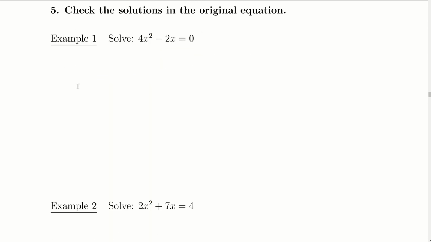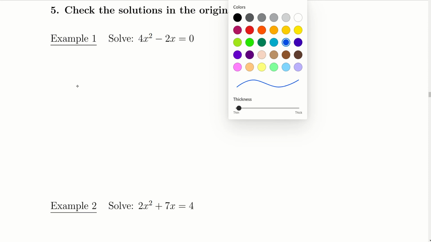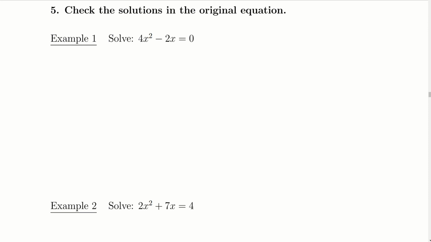Okay. Let's take a look at the first one. In example 1, we want to solve 4x squared minus 2x equals 0. This is a quadratic because we have the x squared term here, and it's the highest power of x. Notice that it's already in standard form. We have one side 0, and our left-hand side is in decreasing powers of x. The next step to solve by factoring would be to try to factor this left-hand side.